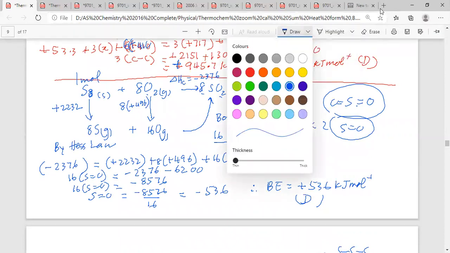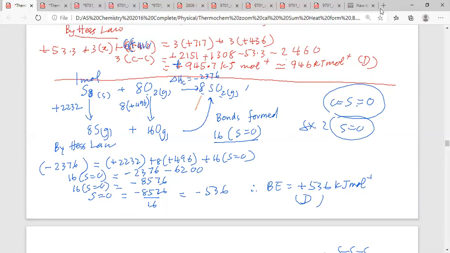Okay, if you put reverse, that means it will be from here to here. It will be positive now, right? Here to here, this will be negative now, because it's bond form. So up to you, you put this now.